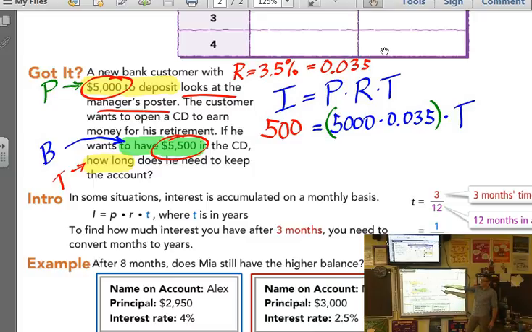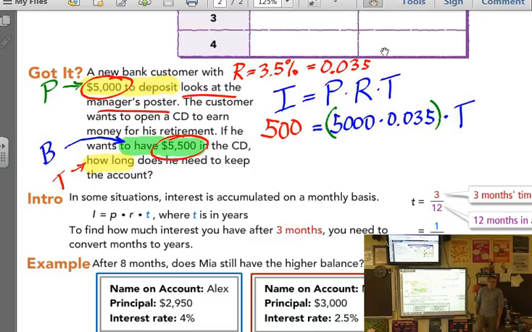Yeah, now a CD, you can't just take some. If you go to get your money, you get all of it. With a bank account, like a savings account or checking account, you can put money in and take money out whenever you want. But a CD kind of locks your money together.